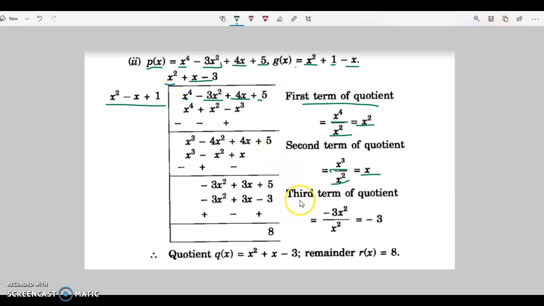In the next step, that is the third term of the quotient, minus 3x square by x square. The x squares get cancelled and give us minus 3. So x square plus x minus 3 is the quotient and 8 is the remainder. Therefore, the quotient q of x is equal to x square plus x minus 3 and the remainder, that is r of x, is equal to 8.